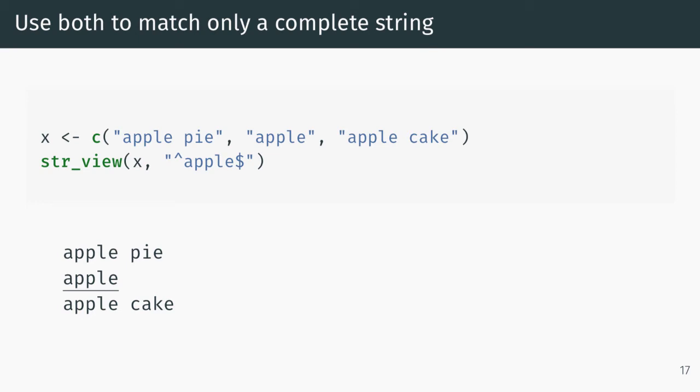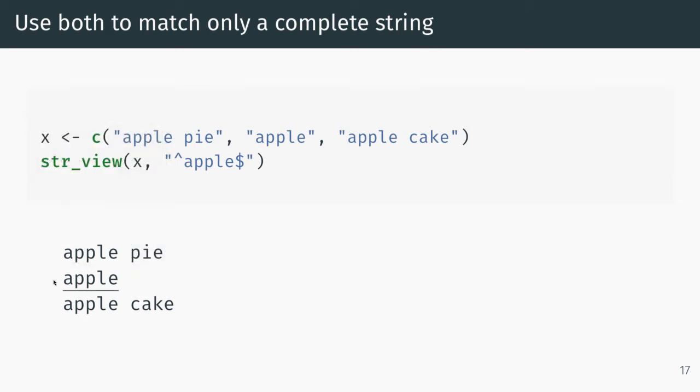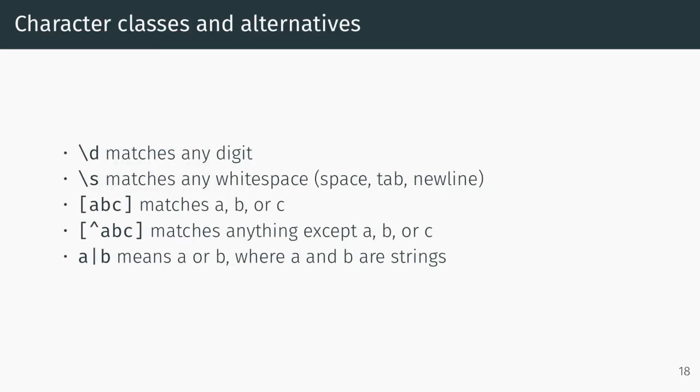And we can use both to match only a complete string. So if we put a caret and a $ around apple, and we have these three strings, only the one where apple is a complete match will be matched by this regular expression. That was unintentional, by the way.